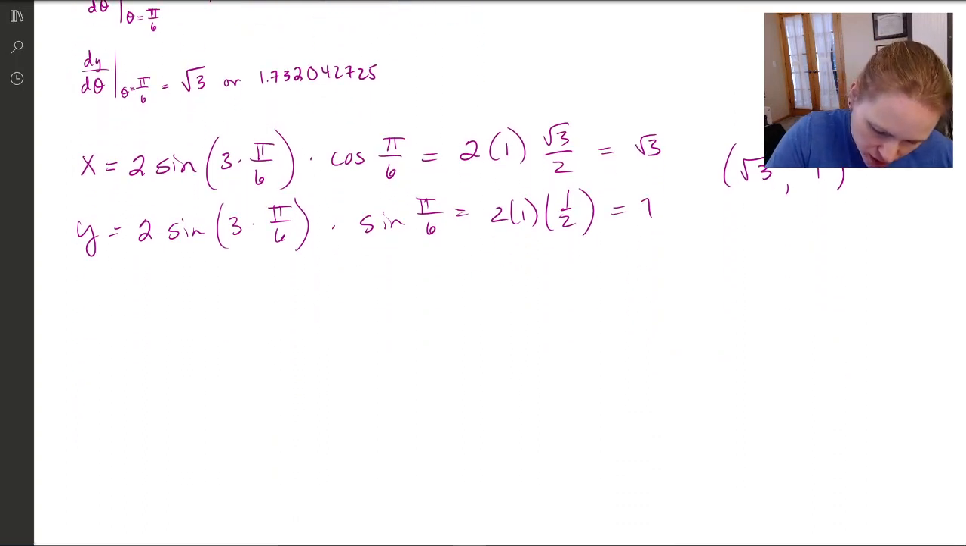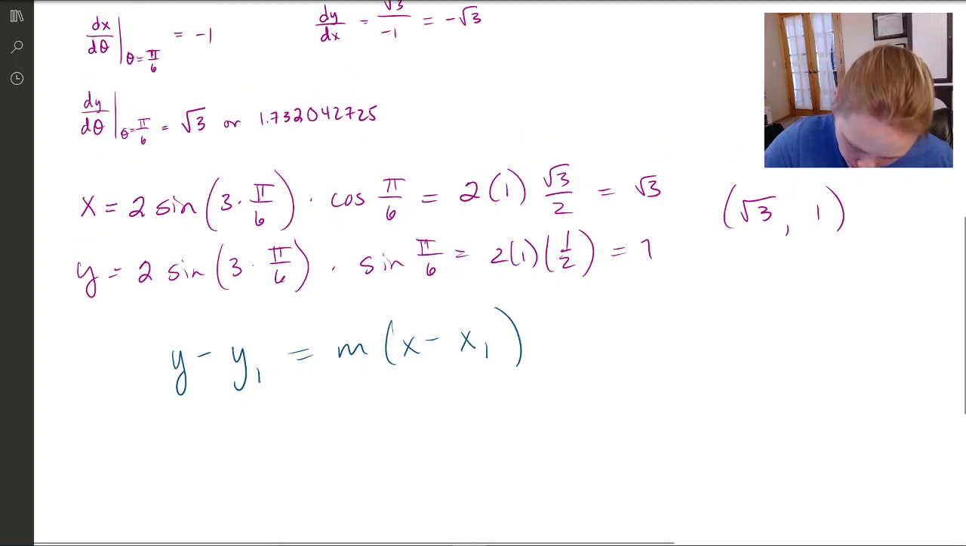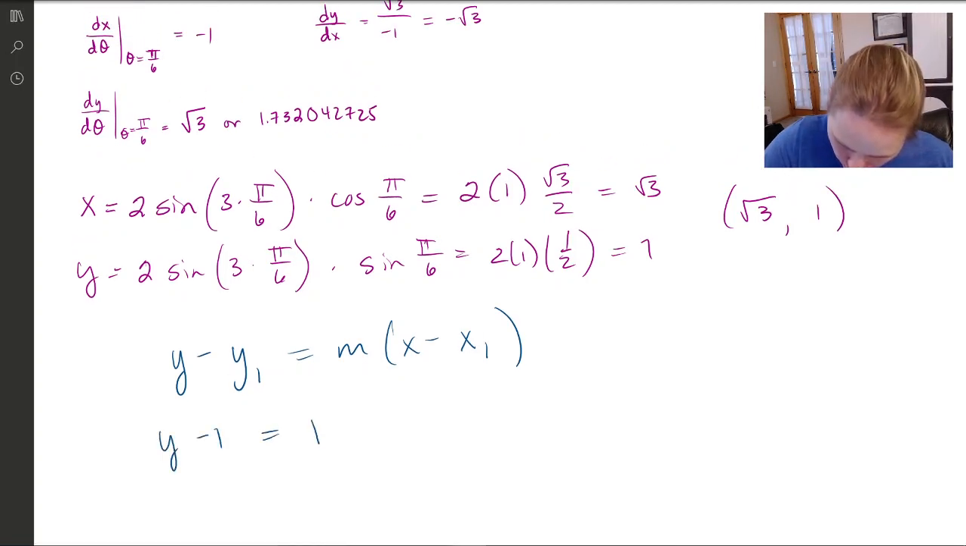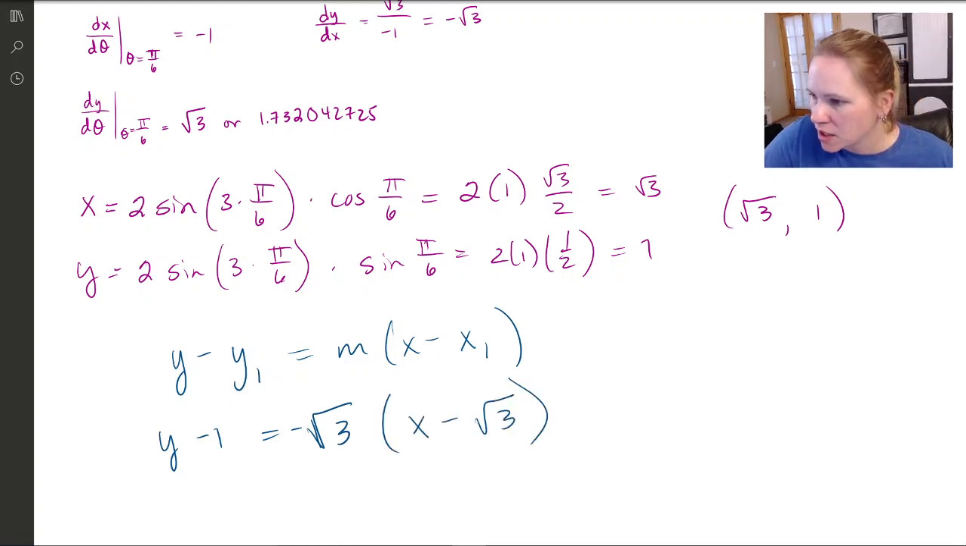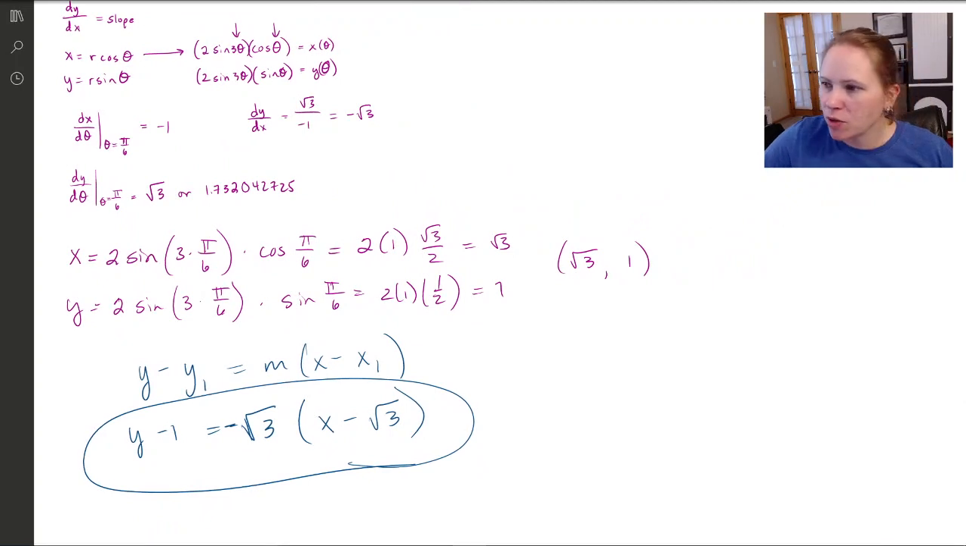So remember, we use y minus y1 equals m times x minus x1. Well, we found our y1 was 1. So y minus 1 equals, our slope was negative square root of 3, times x minus the square root of 3. So there's my equation. And if you had the decimal equivalent, you would be just fine, especially if it's a calculator active exam. But I knew the exact values, so I like to use them that way. But this is the application. This is how we're going to use polar equations to find slopes and write equations of tangent lines.